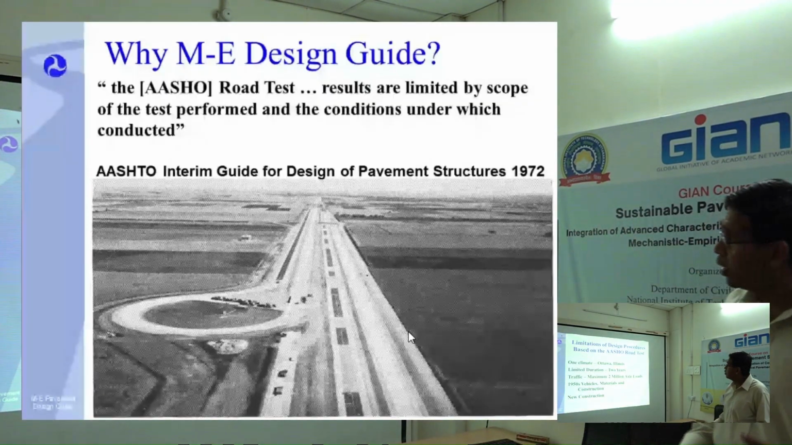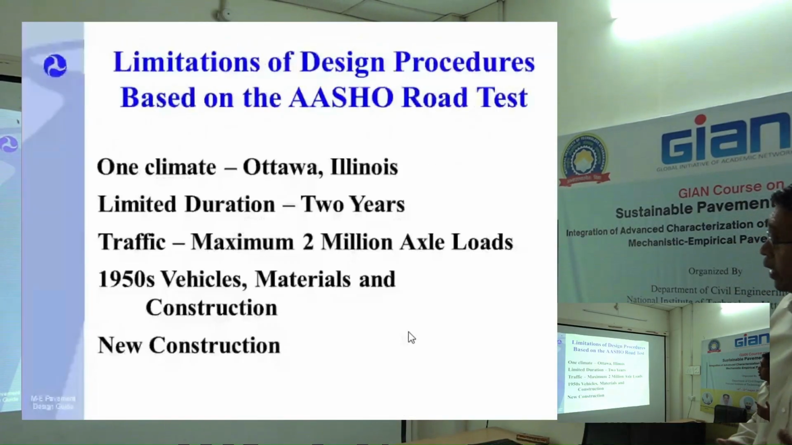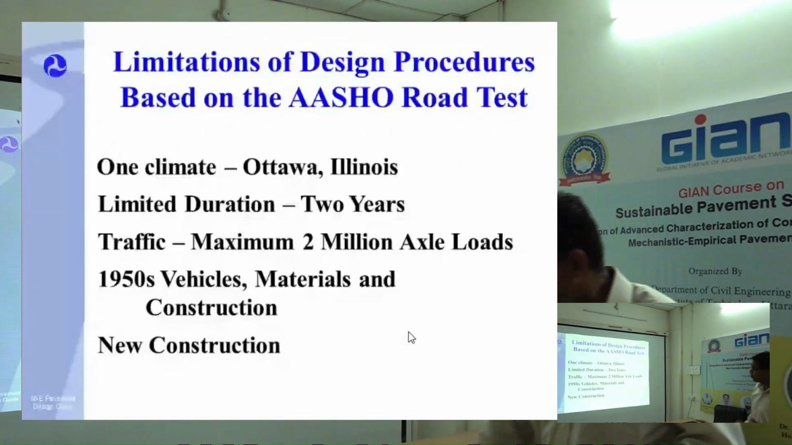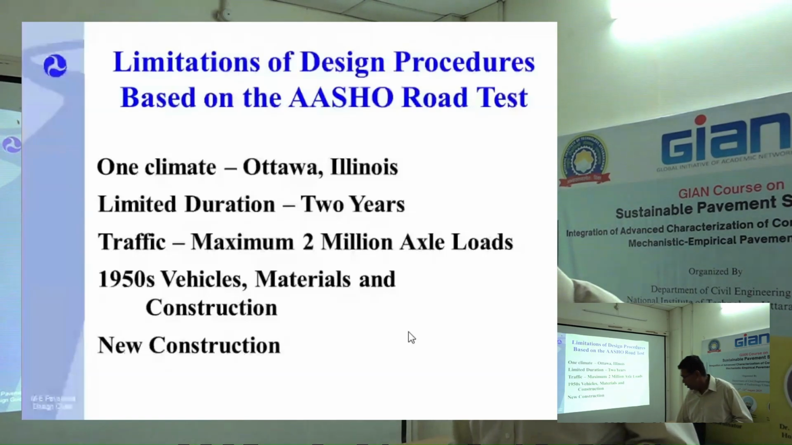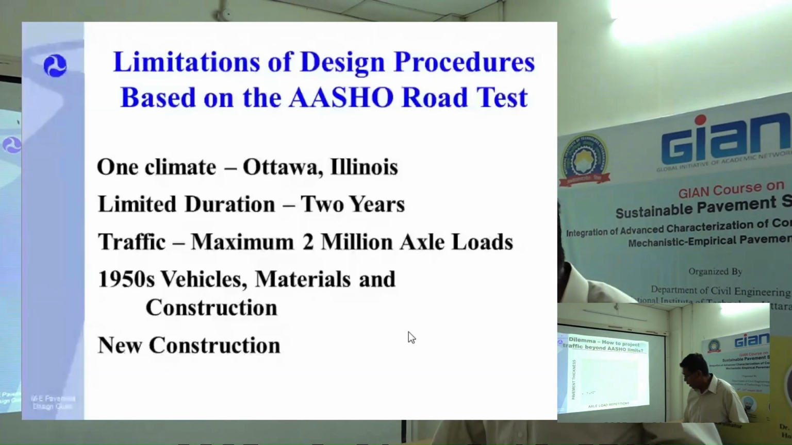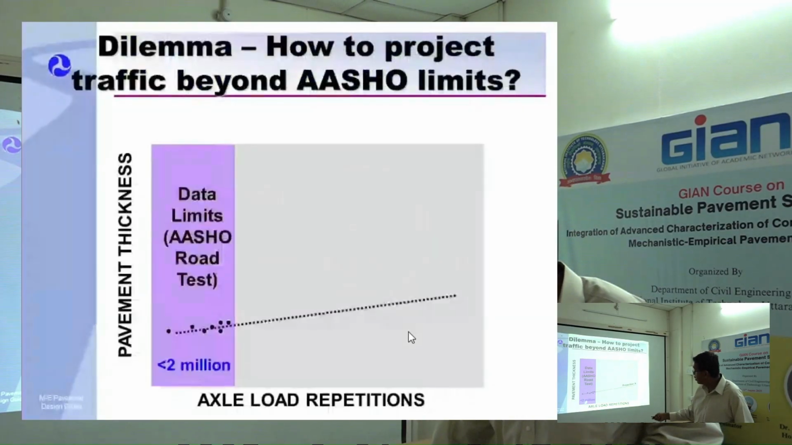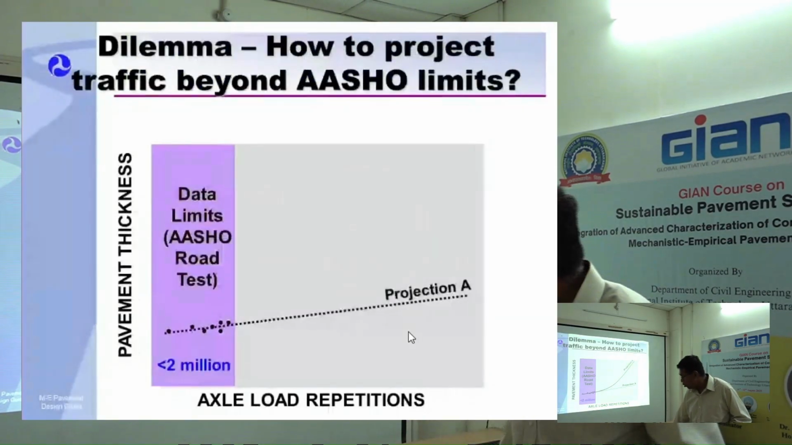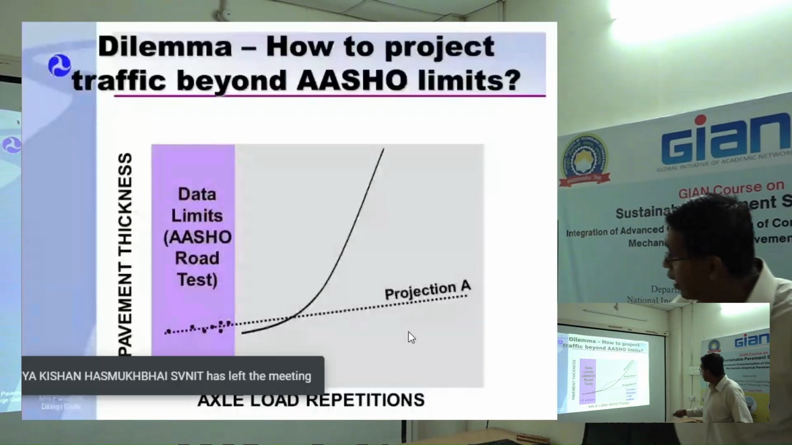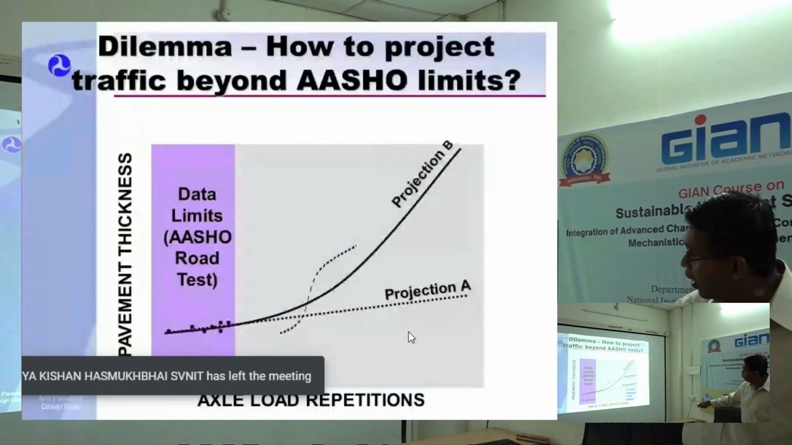So one climate, Illinois, two durations, 2 years, 2 million axles, 50 vehicles, and then new construction. Some of these slides are covered from there. And this is very important. This is what was done, less than 2 million ESALs. And then you have different projections. And now we are somewhere here.